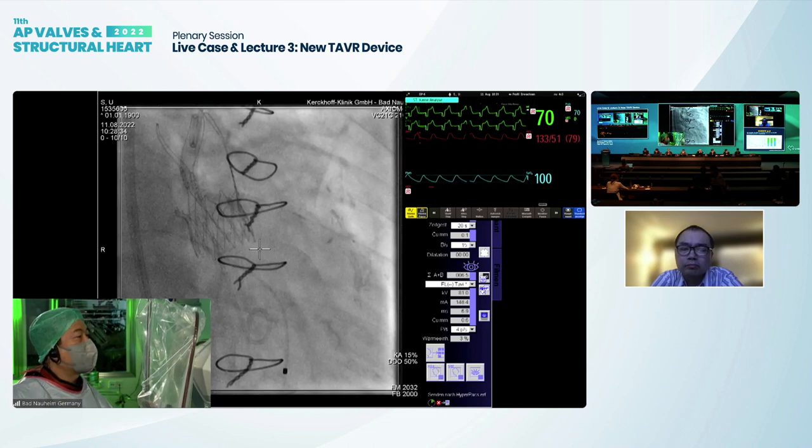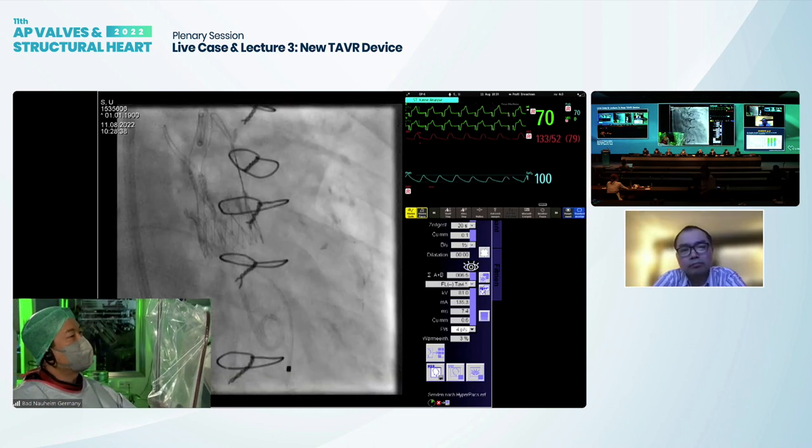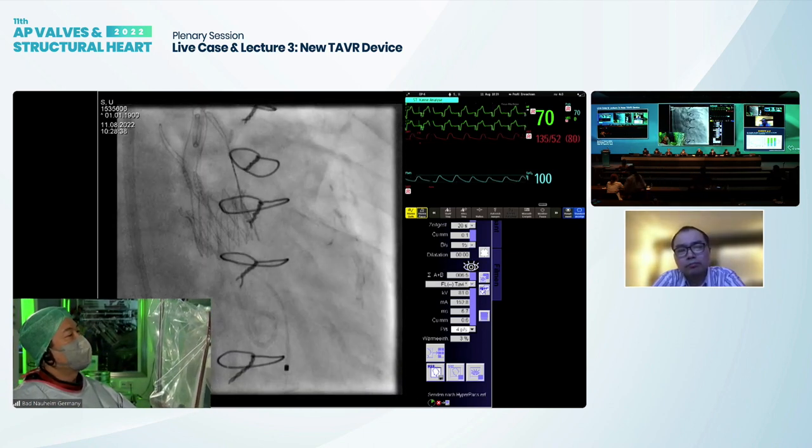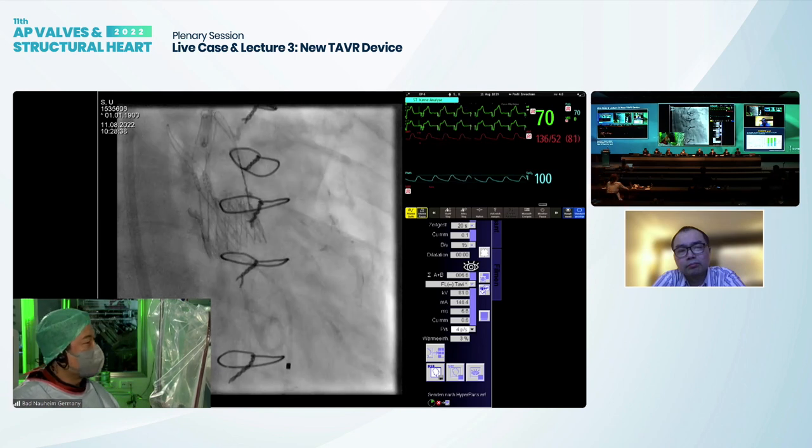Exactly. The correct positioning of the pigtail is extremely important because the leaflets are mounted in a very high position.